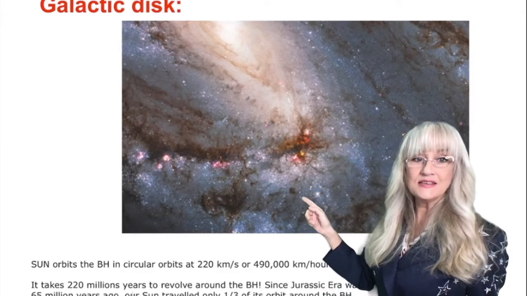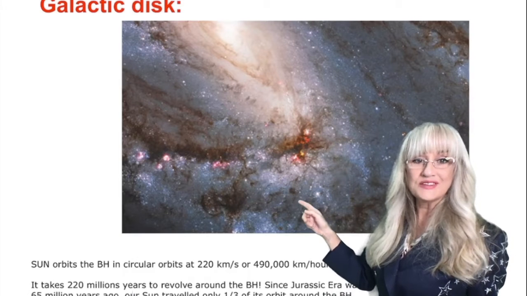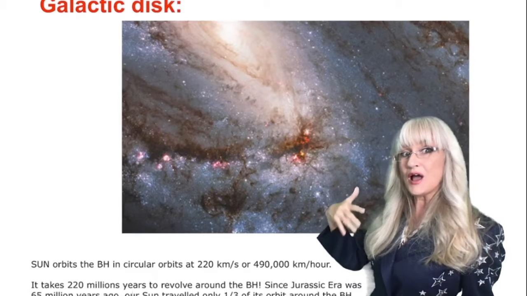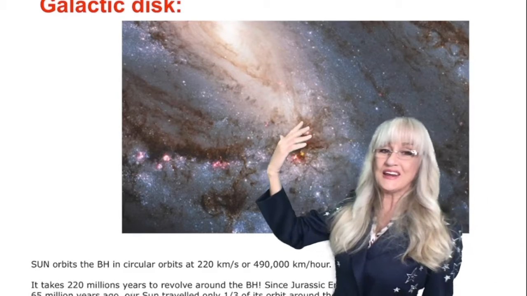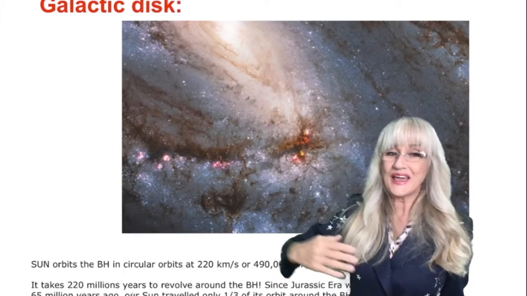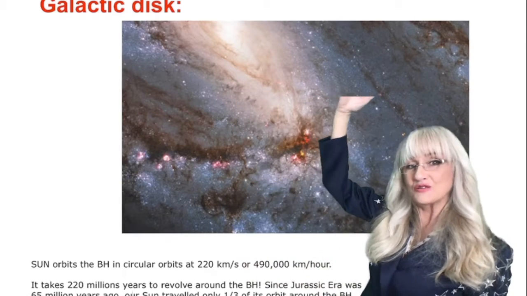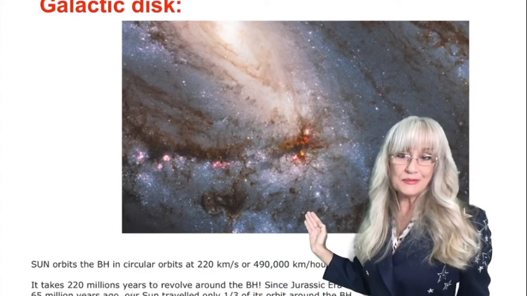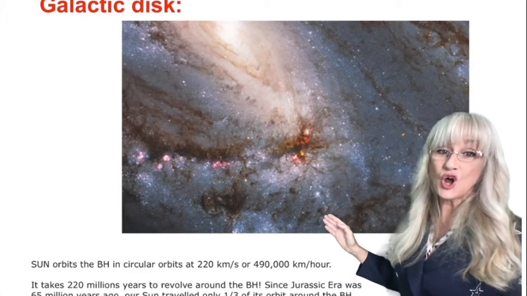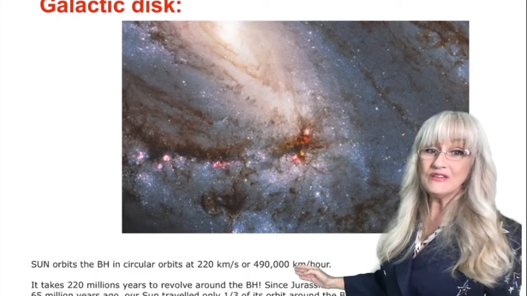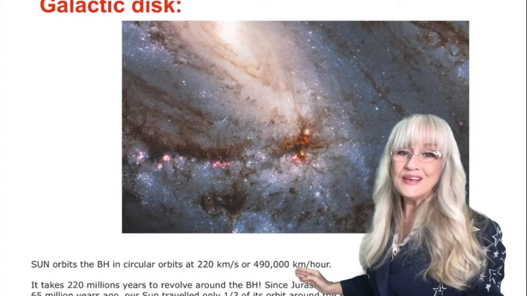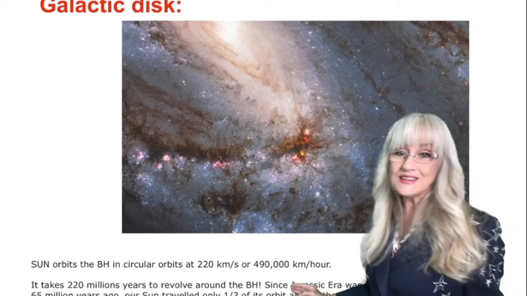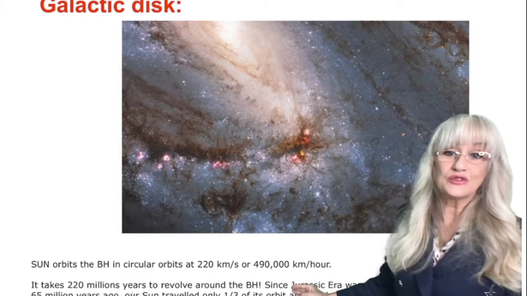Our sun is in the galactic disk in one of the spiral arms, a little bit below the galactic plane. That's why when we look up, we have this magnificent view of the Milky Way, like a river of stars from one horizon to the other. The sun orbits the black hole at 220 kilometers per second, which is the equivalent of 500,000 kilometers per hour. It takes 220 million years to revolve around the black hole.